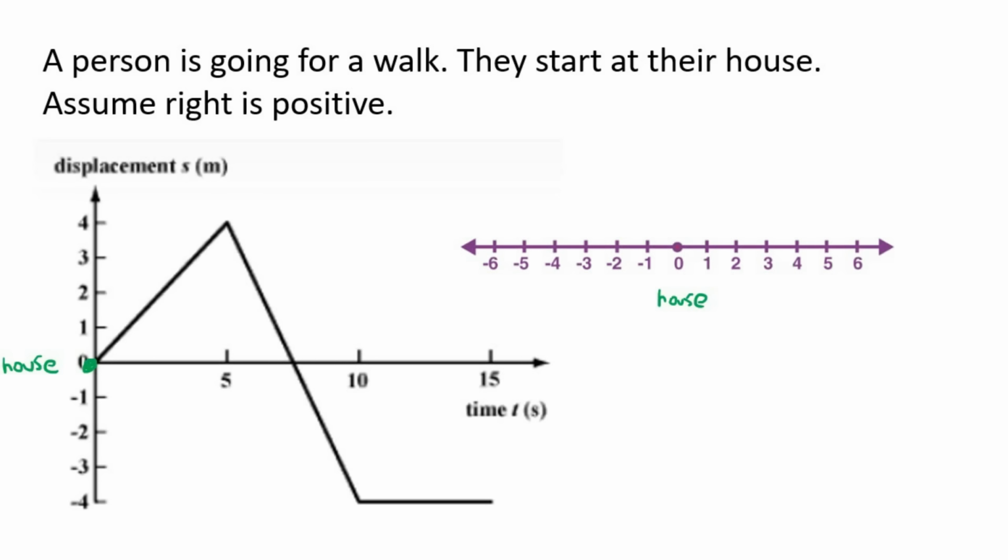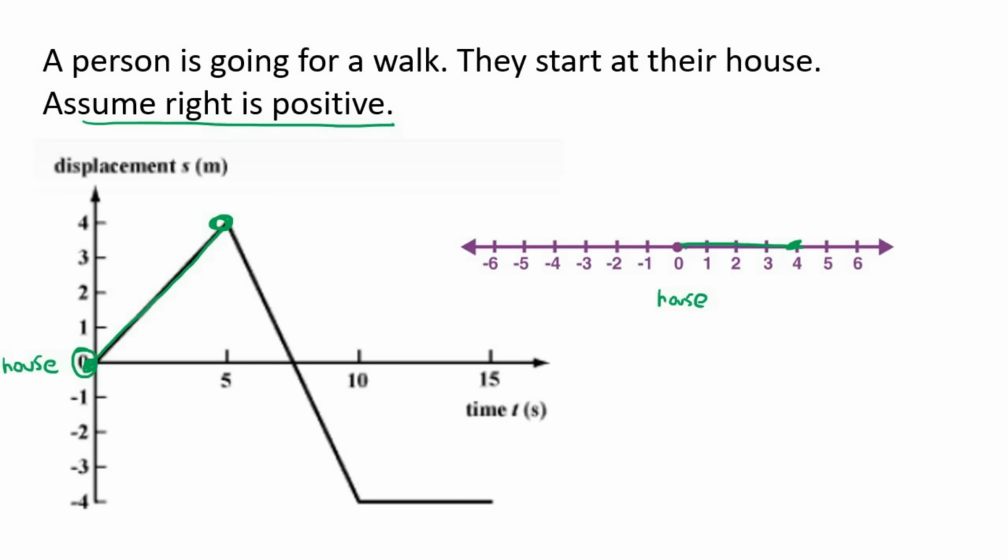So for the first part, they go from their house up to 4 meters. Now, they said that right is positive, so we know that we are going to be over there. That's where the person is relative to their house at this point.